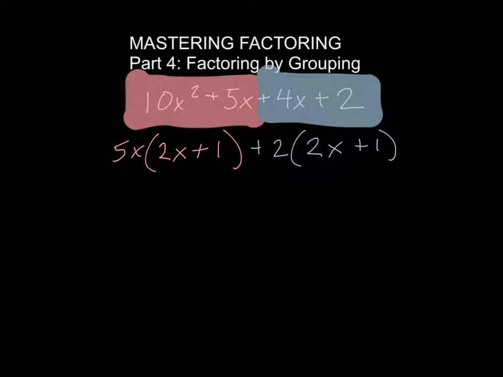Now lucky us, just like in the previous problem, you might notice that we have something repeating here. We have a 2x plus 1 on the left and a 2x plus 1 on the right. And that means we're headed in the right direction. That means that this will successfully factor by grouping.